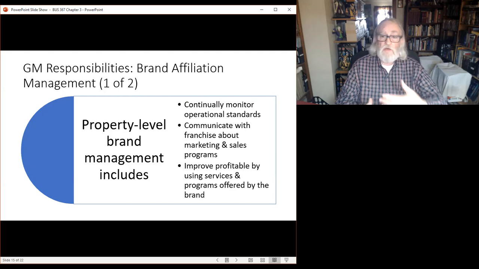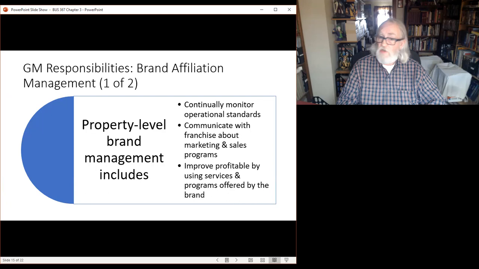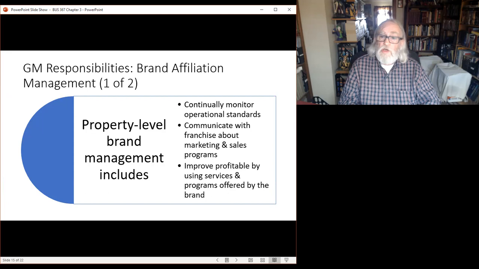So this idea of managing your brand affiliation, it may be not entirely under your control, particularly if it is a franchise. You will have to make sure that you stay within the limits of the things that you've agreed to contractually. And so you are, though, expected to improve the profitable operation of the hotel by using the services and programs offered by the brand itself. So if you're affiliated in a franchisee sort of way, you've got to go along with the things you agreed to, but you still have to remain profitable and make it work. And you have to embrace the things that come down from the parent company to you.